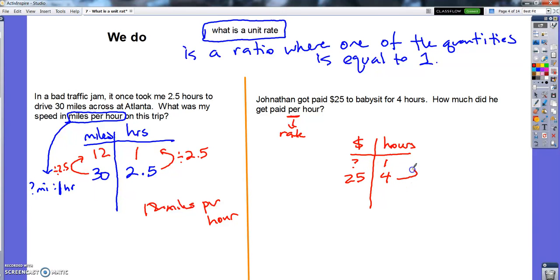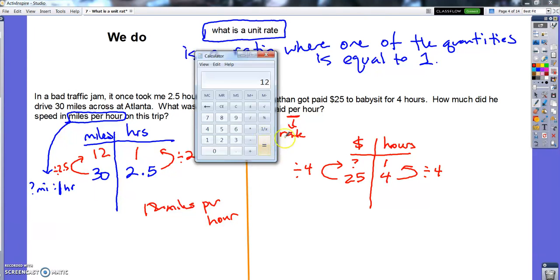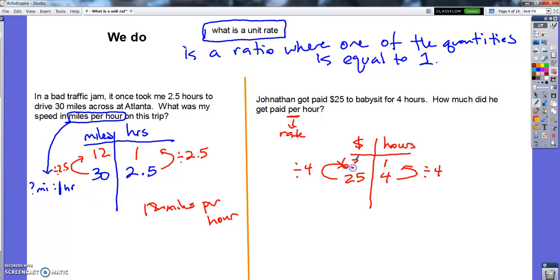So if I'm going to divide my hours by 4, I also need to divide my money by 4. And 25 divided by 4 is going to be, what, a little more than $6.25 per hour. So he got $6.25 per hour. It's just the same as any other ratio problem. I'm just looking for the instance where this is 1. So that's a unit rate.